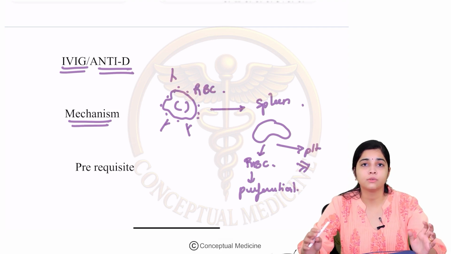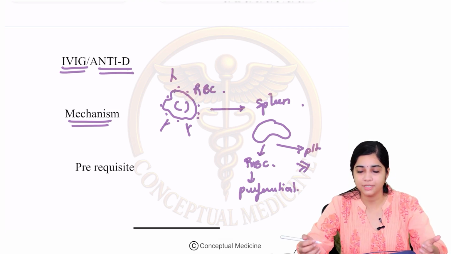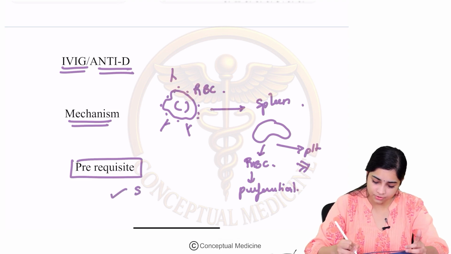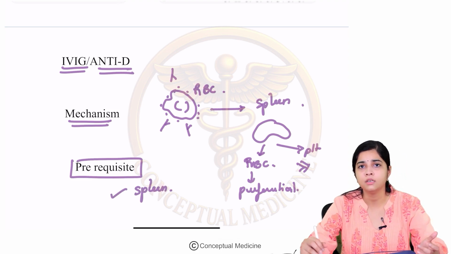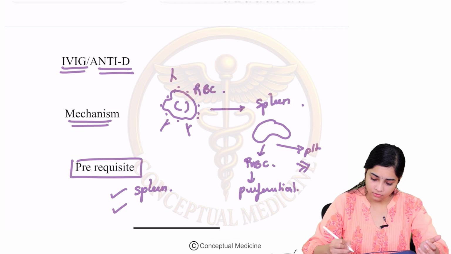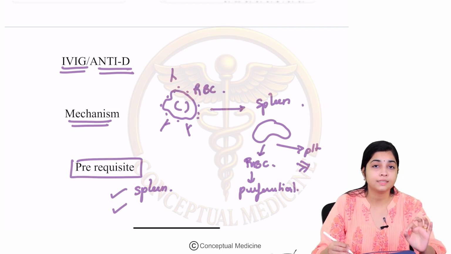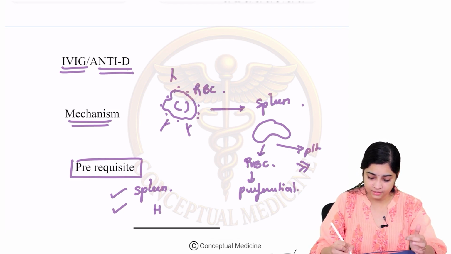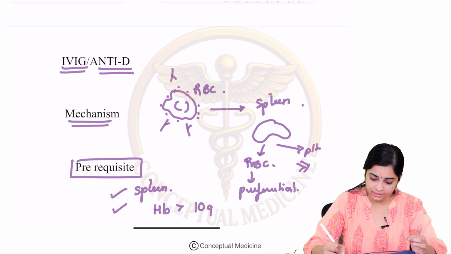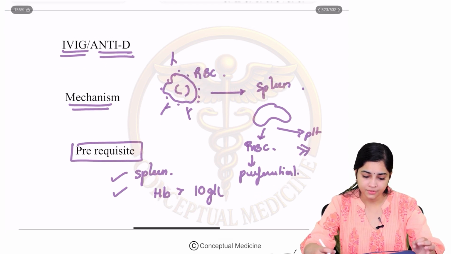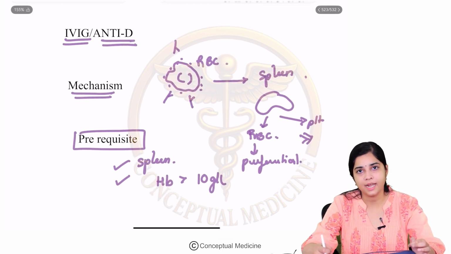Okay, so the RBCs are going to be preferentially more broken down as compared to the platelets when you give an IVIG or an anti-D therapy. But always remember that there are certain prerequisites for that. Mainly the patient should have a spleen, right? There should be a spleen. In a splenectomy patient, you cannot give this anti-D therapy. And also remember that since you are going to stimulate the destruction of RBCs, there is going to be a consequential anemia that develops, and hence the hemoglobin has to be more than 10 gram per liter before initiation of these therapies. Okay. So, that is about the IVIG and anti-D therapy.